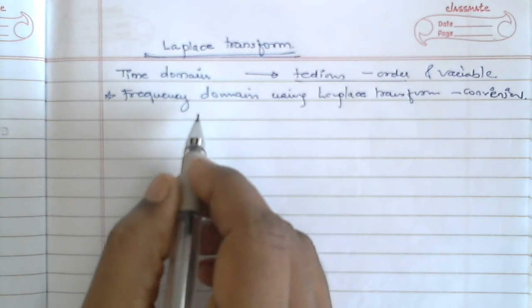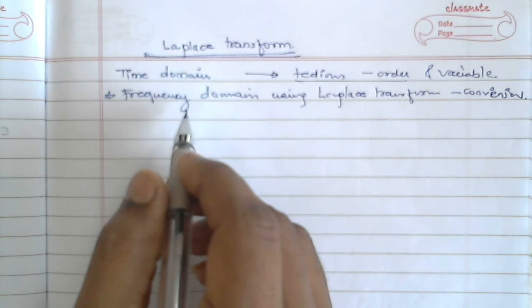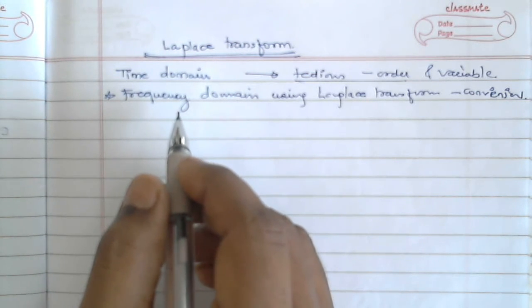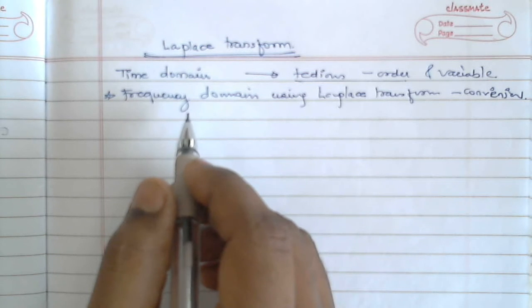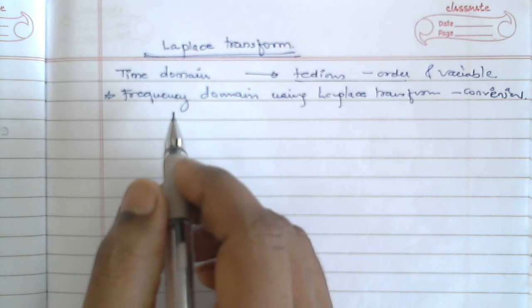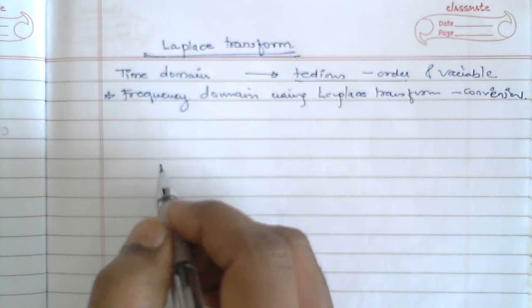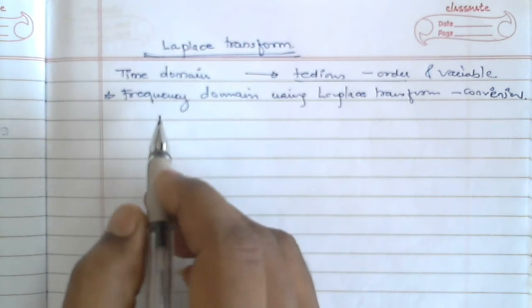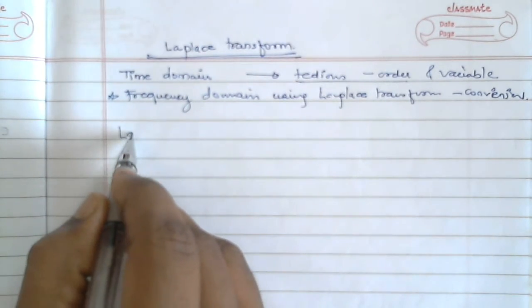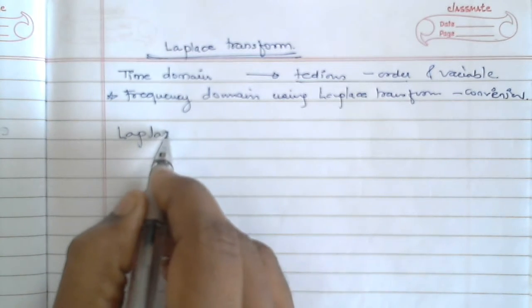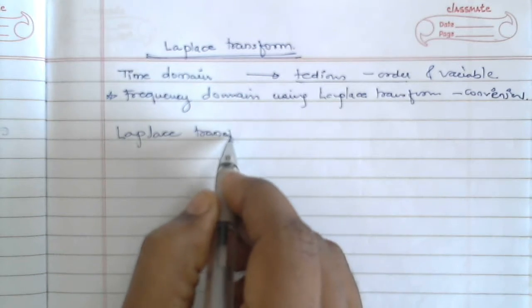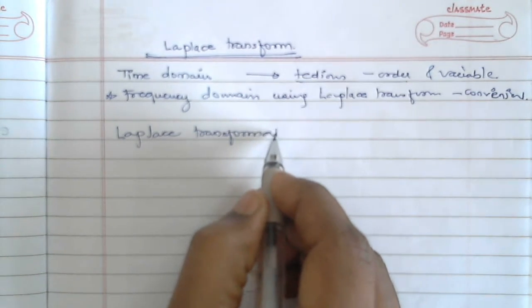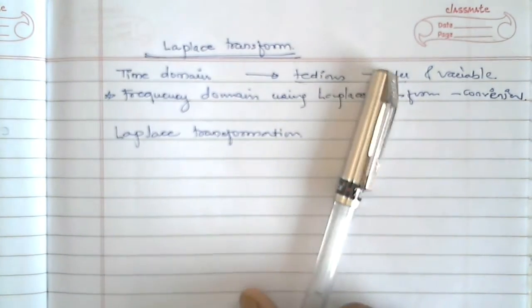Now this method has several advantages. The solution of a differential equation we get in a systematic procedure. Then initial conditions are automatically incorporated. Also, it gives a complete solution, both complementary and particular solution, in even one step. Okay, so these are some advantages of the frequency domain. So first we will revise Laplace transform basics, then we will start actual examples.